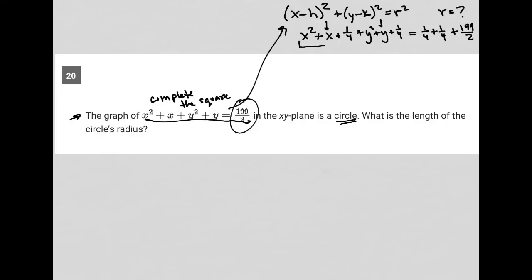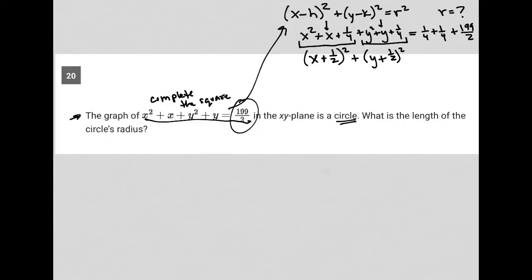So the next step is in terms of my x's. This will always simply be the variable, so x, and whatever half the middle term was, which is 1/2, so x plus 1/2 squared. The same thing with this. This becomes y plus 1/2 squared.